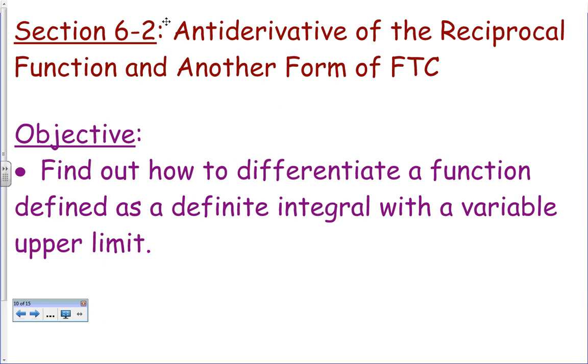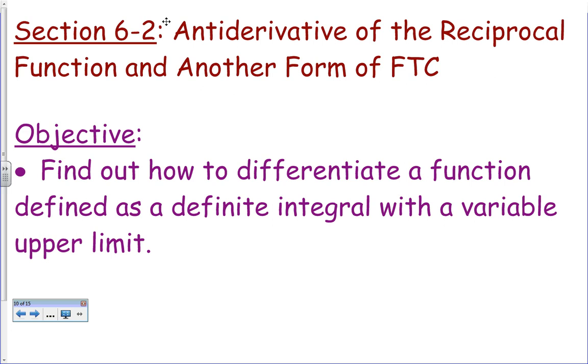Section 6-2 is on the antiderivative of the reciprocal function and another form of the fundamental theorem of calculus. We're going to take a look at the antiderivative of that reciprocal function here in just a minute. The objective, though, was to find out how to differentiate a function defined as a definite integral with a variable for the upper limit. You've worked with that a little bit.